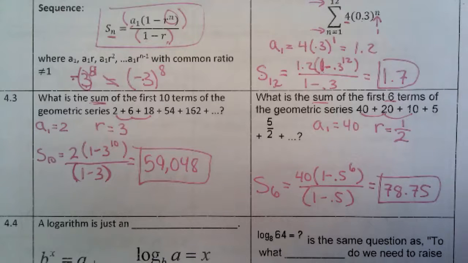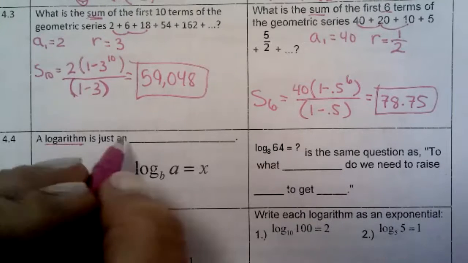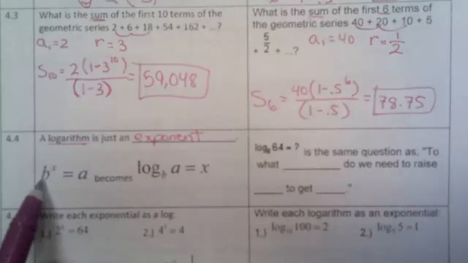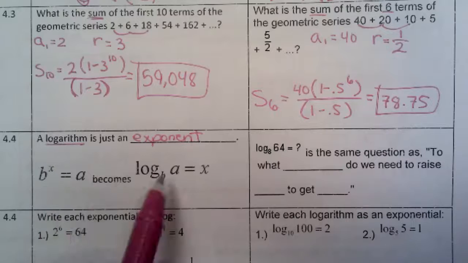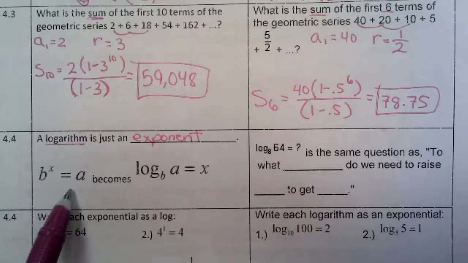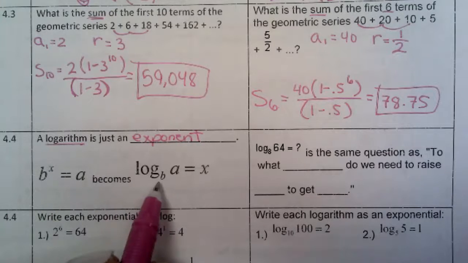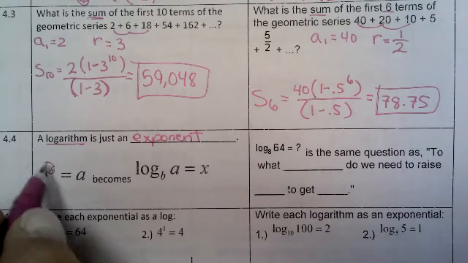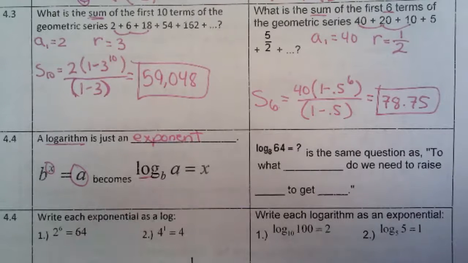So now we're going to move on to 4.4, which is still talking about exponents. So a logarithm is just an exponent. So we're really just working on writing exponents and undoing them. So we're doing the operation of to a power and we're undoing it. So b to the x equals a actually becomes log of base b, a equals x. So what happens here is these two change places and you add the log.